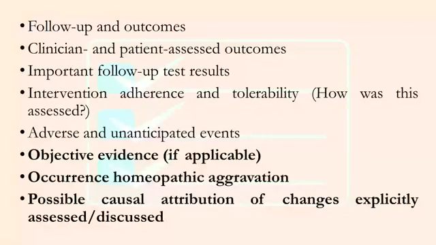The follow-ups, the clinician and patient assessed outcomes, important follow-up test results. So as you can see, all these things you have in your case with you, but these are not completed to a certain extent. So if you follow these guidelines, you can take things one by one, complete them, so you have a good case record. And yes, moving further, the adverse events, the objective evidence, the occurrence of homeopathic aggravation, the possible causal attribution of changes.